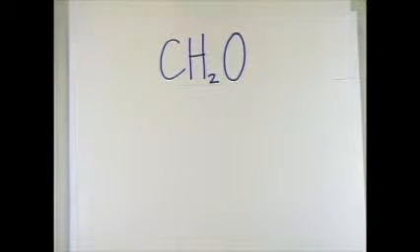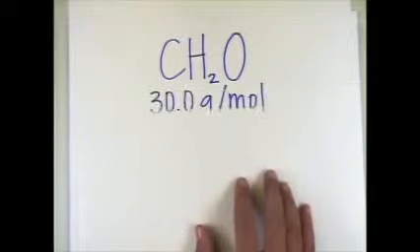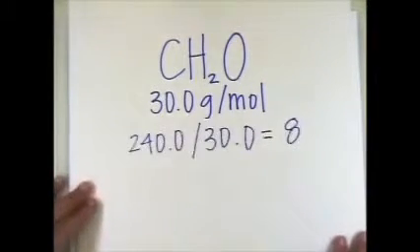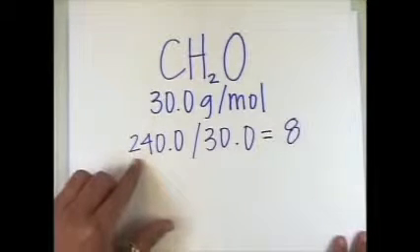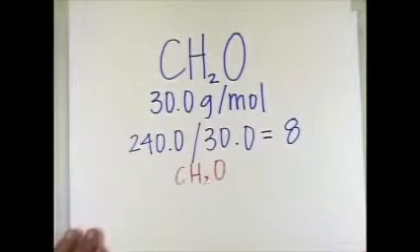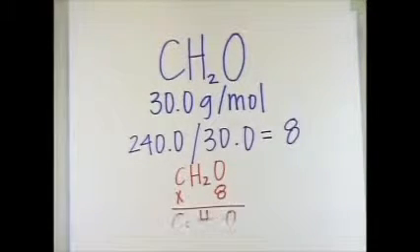We already calculated the molar mass of the empirical formula to be 30.0 grams per mole. Again, the units will cancel because they are the same. Since 240.0 divided by 30.0 is 8, I multiply the empirical formula by 8, and my molecular formula is C8H16O8.